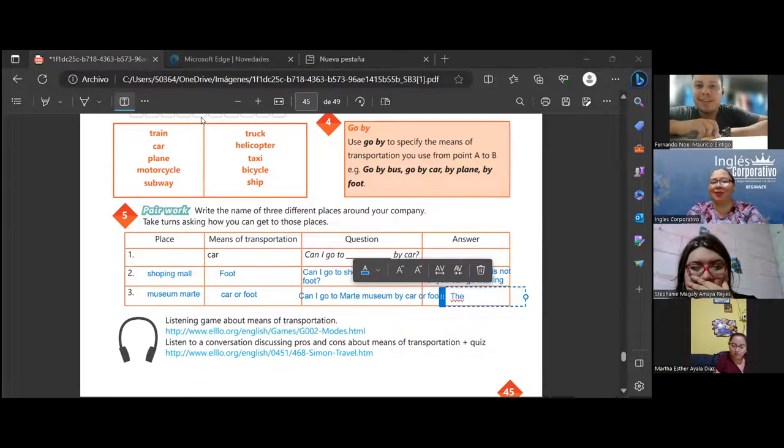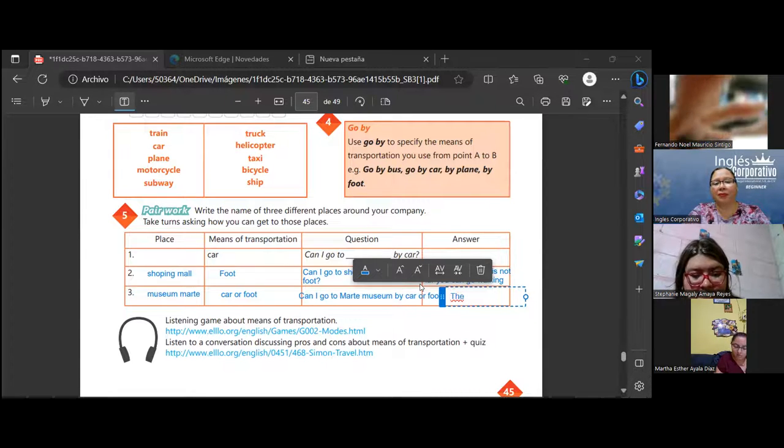And if we translate Marte, it's Mars. Right, but we don't translate a proper name. Museum is the general name, right? The common name. Common noun. Cuando se habla de algo que lleva nombre, primero es el nombre.